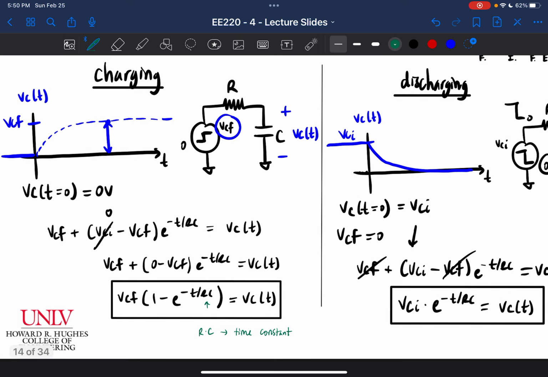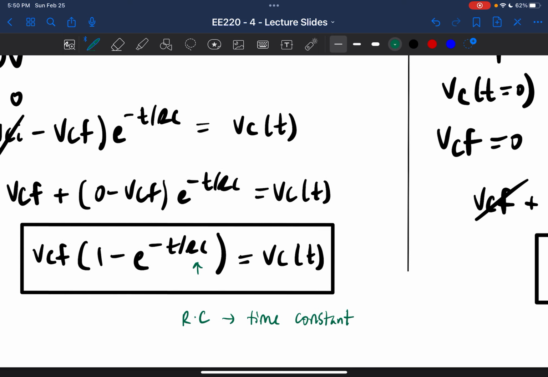But a lot of times what we'll do is replace this RC with a Greek letter tau, so that our equation looks like this. It would be 1 minus e to the minus t over tau, and then you just know that tau for an RC circuit is equal to R times C, and it's different for an RL circuit. I'm going to go back to RC for now.